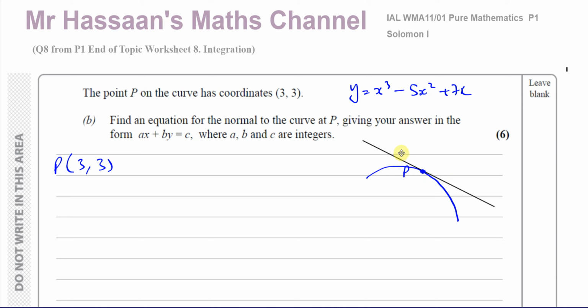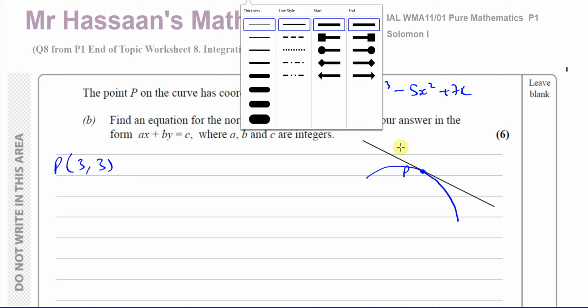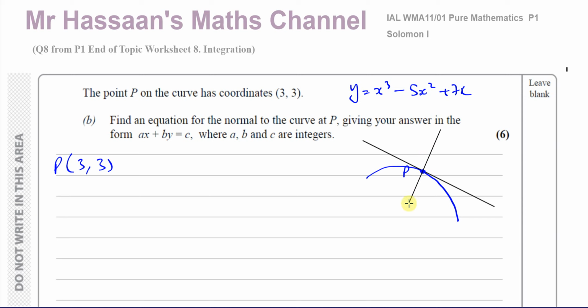Now, the normal to a curve is a straight line which passes through the curve perpendicular to the tangent at that point. So this would be the tangent and this would be the normal. We want to find the equation of this normal line, in this form.